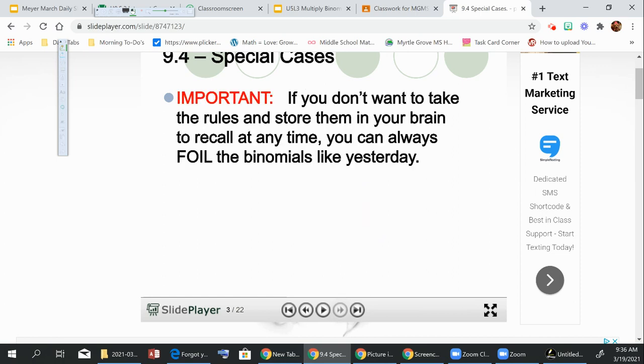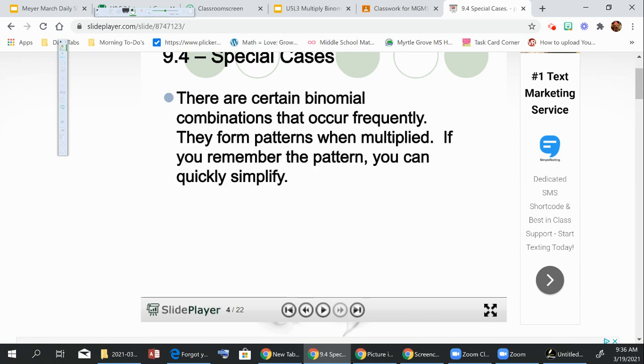For the next one, if you don't want to take the rules and store them in your brain, we can always use FOIL, right? We're not going to use the FOIL method. I can show you that later. Okay. There are certain binomial combinations that occur quite frequently, and they form patterns when they're multiplied. So if you can remember the pattern, it'll avoid you having to use the box method. It's not really necessary. You can always solve these using the box or area method. You don't have to memorize the special case rules.